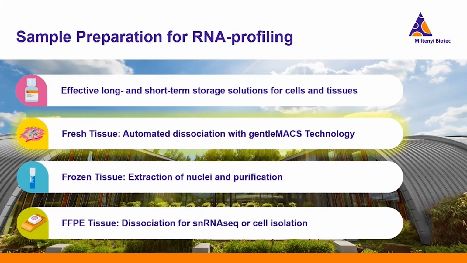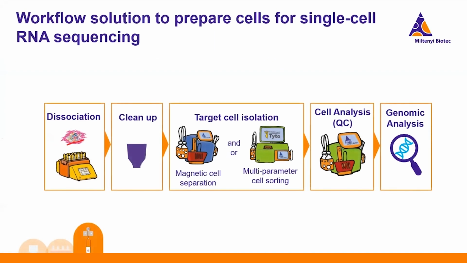So once you have your fresh tissue in the lab, you need to dissociate it if you want to perform single cell sequencing. And we have the GentleMACS technology and associated tissue dissociation kits, which you can use to dissociate the tissues. Afterwards, you should clean up the sample. In case you are interested, you can isolate target cells of interest. You should, of course, QC your cell suspension so that you know and are sure that you are passing some quality criteria for the downstream sequencing application.